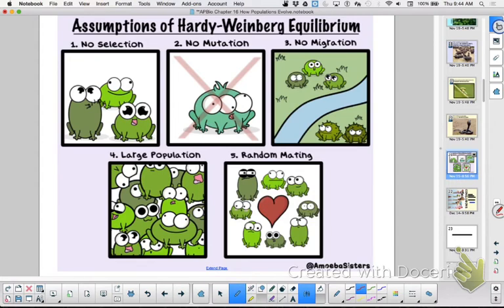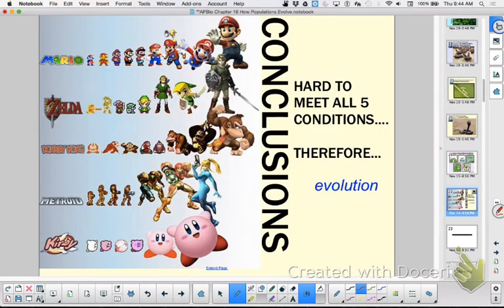So, it is hard to meet all 5 of these conditions. So since it's hard to meet all 5 of these conditions, therefore evolution is occurring. Because it's hard to meet all 5 of those conditions. So that's your E. Since it is difficult not to violate these conditions in natural populations, alleles must be changing and therefore evolution must be occurring.